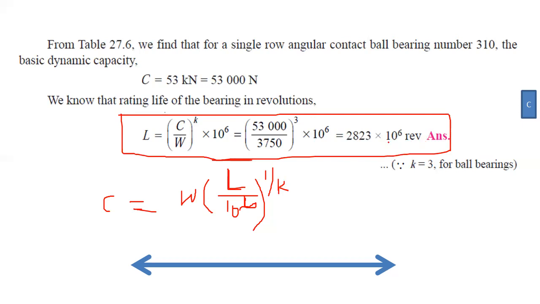The final answer for life of bearing in revolutions is 2823 into 10 power 6 revolutions. Now this is our required answer for this problem. Okay, thank you.